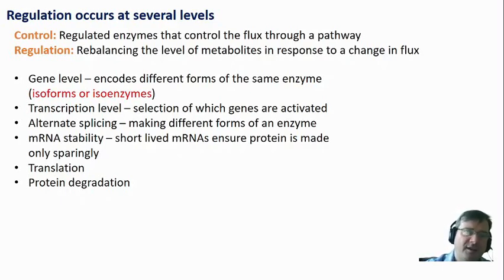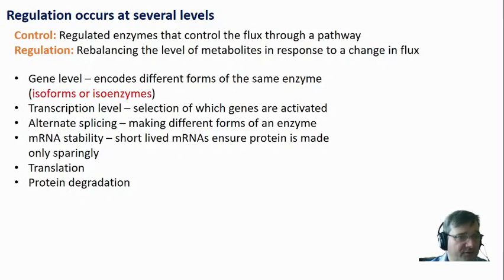Now, there are lots of different ways we can do regulation. We can start off at the gene level. We can encode different forms of the same enzyme which have slightly different substrate specificities or work at different rates. So these are isoforms or isoenzymes. They carry out the same metabolic reaction, but they may be controlled in different ways, i.e. responsive to different regulators, external influences, and also may have slightly different specificities.